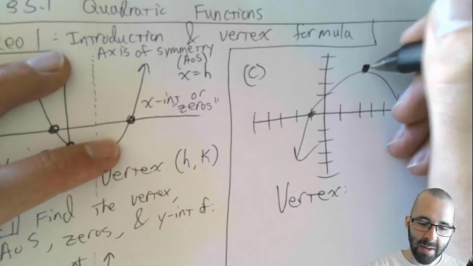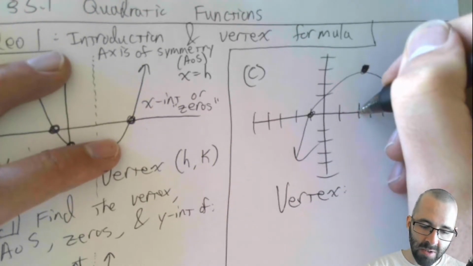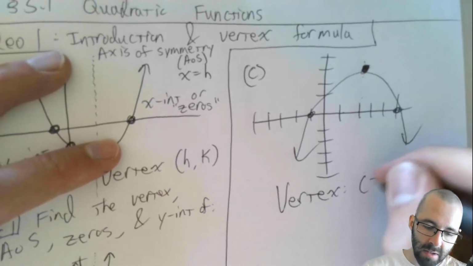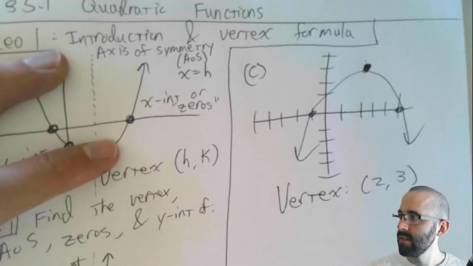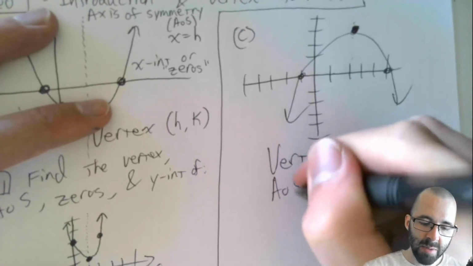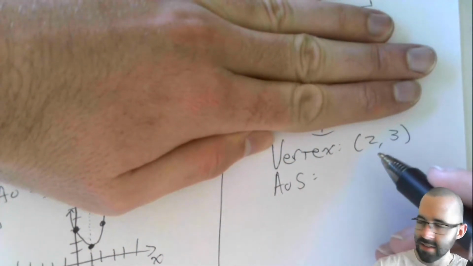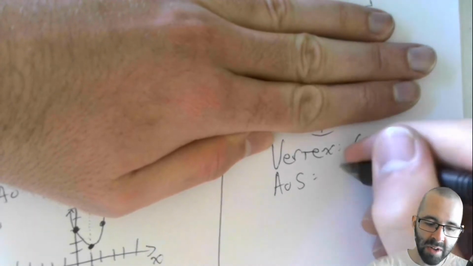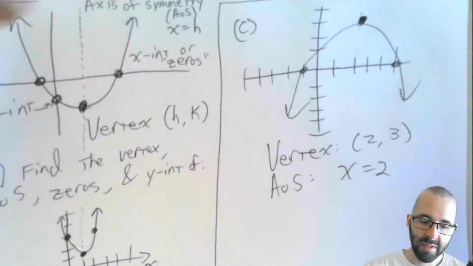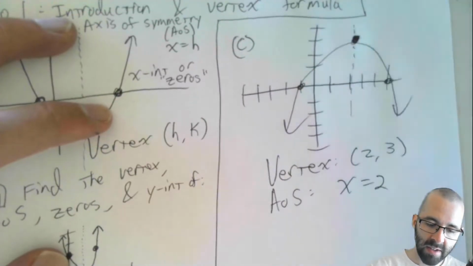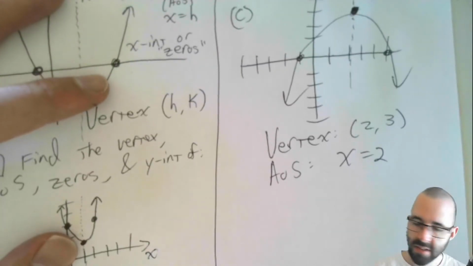All right, let's find the vertex. Vertex is the top or the bottom. That's the point. X is 2, Y is 3, 2, 3. Axis of symmetry. Again, I don't even need to look. As soon as I know the vertex, I already know the axis of symmetry. Always the same x coordinate. X is equal to 2. That's our axis of symmetry right there.